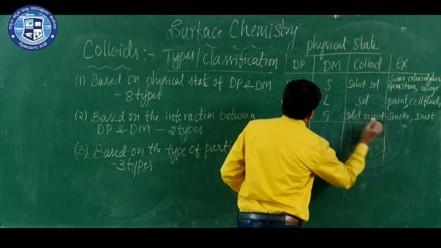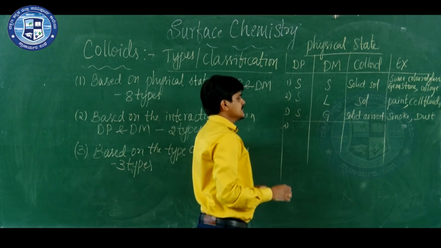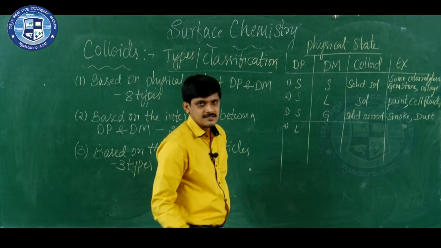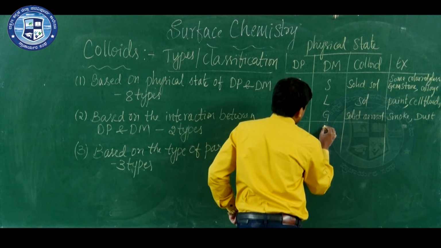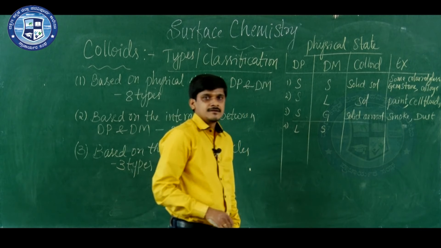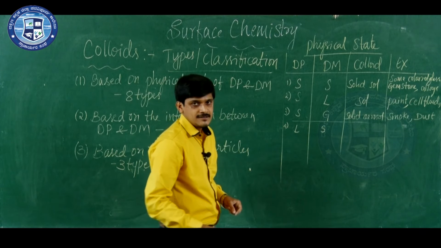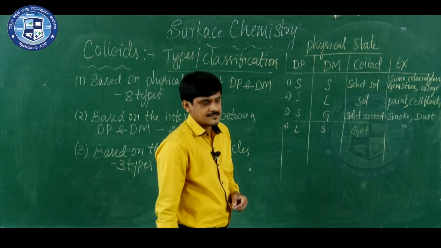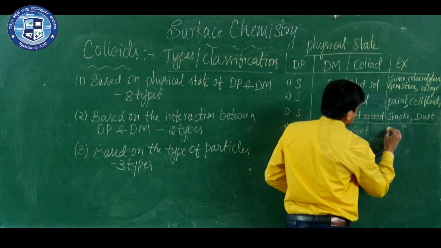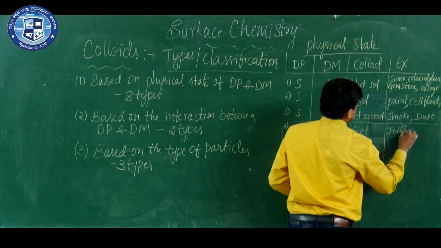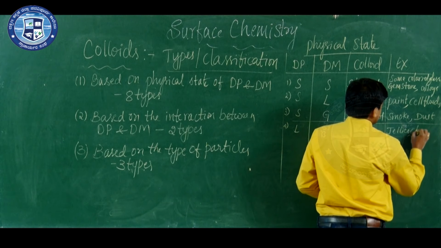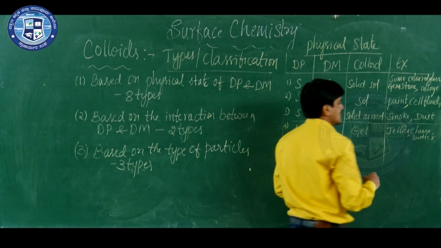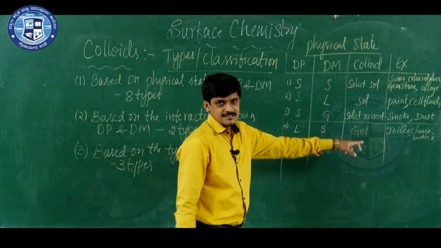Next, fourth one, if dispersion phase is liquid and dispersion medium is solid, that colloidal system is called gel. Examples, all of you know, jellies, cheese, butter. All those are gels.